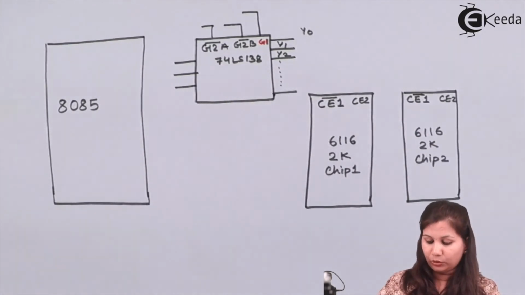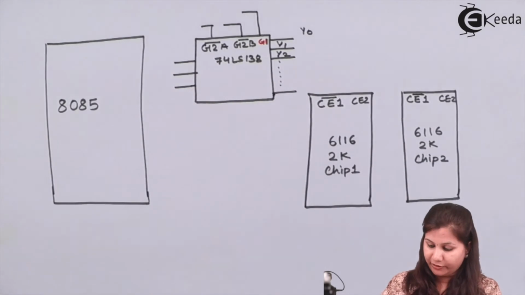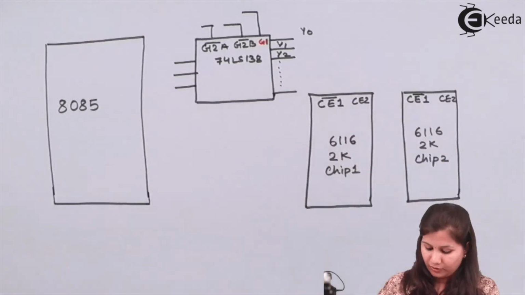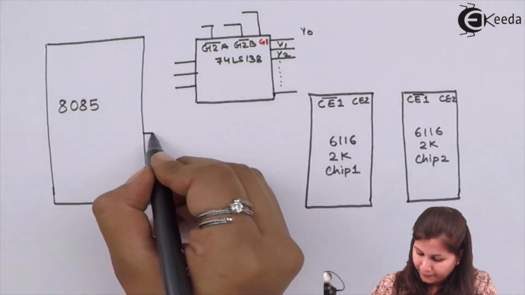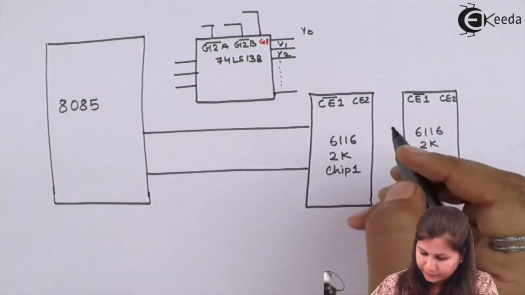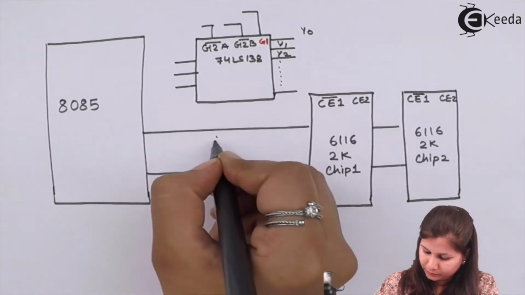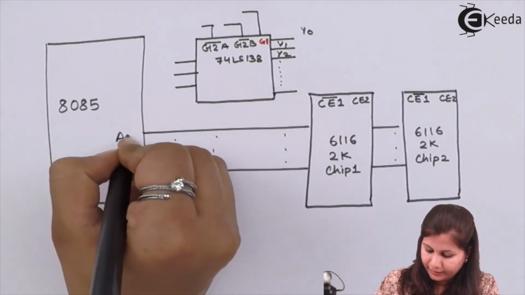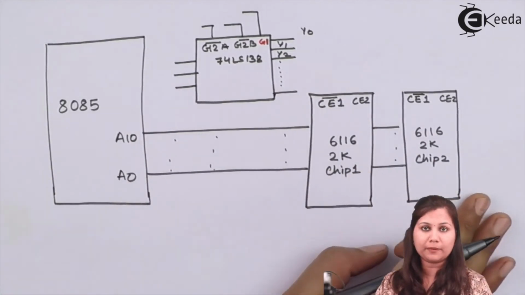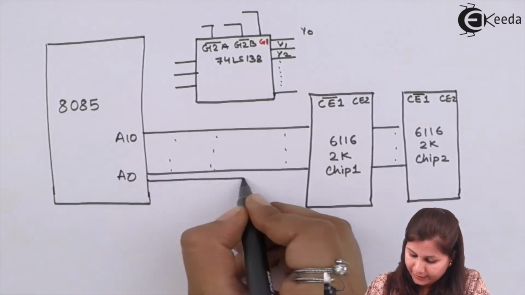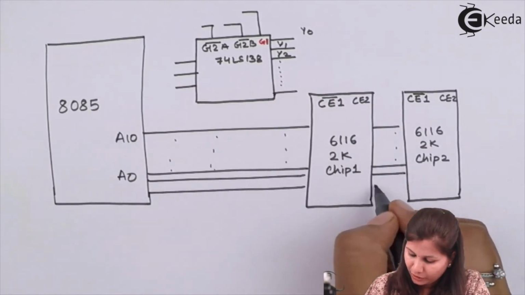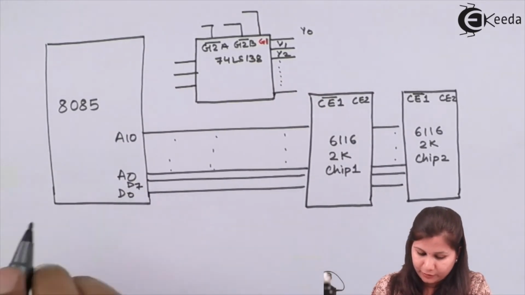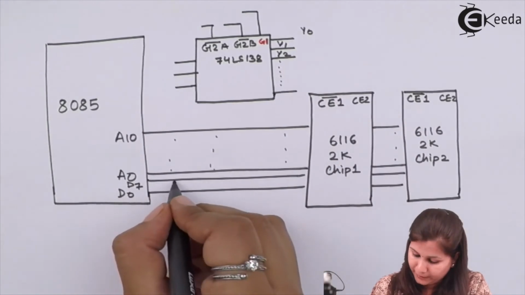Now we know that the 8085 has 16 address lines. Out of that, 11 address lines we have used for addressing these chips. So A0 to A10 will be connected with each of these chips for addressing. Then data lines are also connected so that data can be transferred. It has 8 data lines, D0 to D7, so they will also be connected with the memory chips.